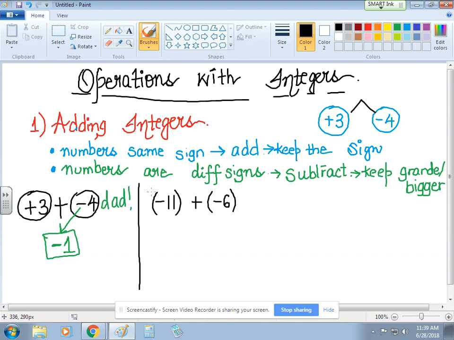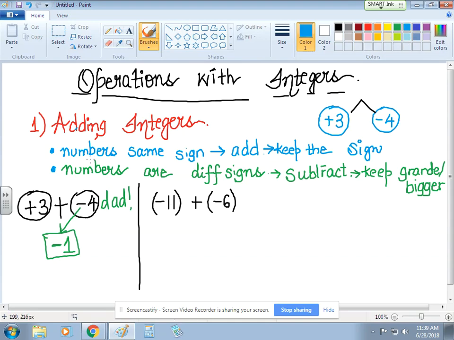Now, this time again, students have to carefully look at my numbers. My numbers are negative 11. So the sign before 11 is negative. The sign before 6 is also negative. So negative 11 plus negative 6, which rule am I going to use here? I'll let you think.